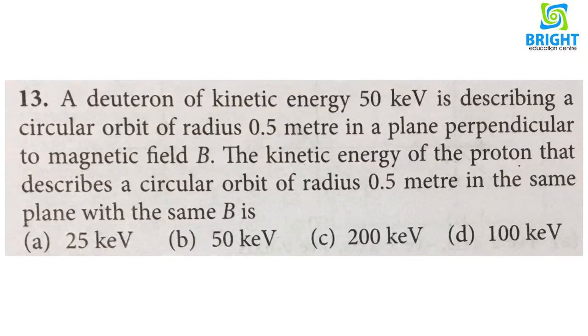We can check one question in this way. A deuteron of kinetic energy 50 kilo electron volts is describing a circular orbit of radius 0.5 meter in a plane perpendicular to magnetic field B. And the kinetic energy of the proton that describes a circular orbit of radius 0.5 meter in the same plane with the same B is?